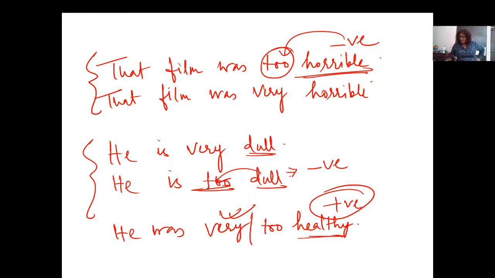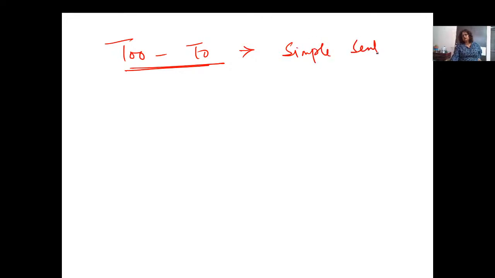Sentences with cannot, please explain. Okay, Lata, definitely. I am explaining once again. Lata, just see, whenever we use too, this type of sentence is called a simple sentence.